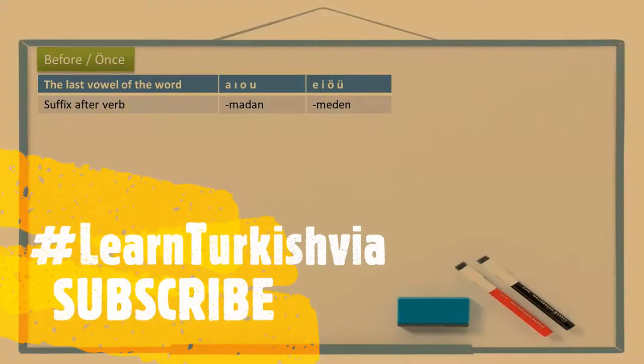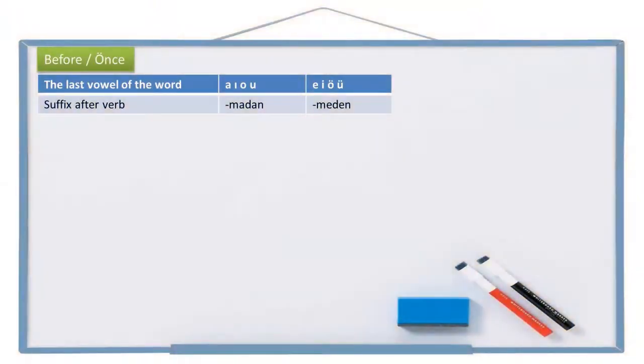Okay, now let's continue and see how we are going to use before with a verb. As you see, this time the suffix is not dan, den, tan, ten. It is madan or meden, which alternates according to two-way vowel harmony. Let's write an example. I washed my hands before I have my breakfast. See, before is with a verb now.